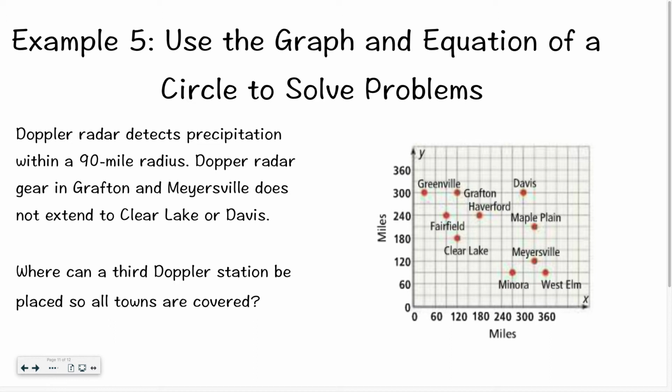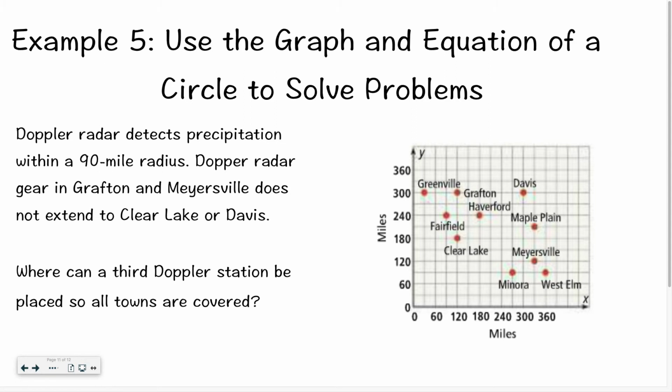The last example we have is using graphs and equations of a circle to solve problems. So we have Doppler radar detects precipitation within the 90-mile radius. You guys particularly like Doppler radar when it comes to trying to predict snow days, especially lately. So this should be something kind of interesting to you guys. So our Doppler radar gear in Grafton and Mayersville does not extend to Clear Lake or Davis. Where can a third Doppler station be placed so all towns are covered?